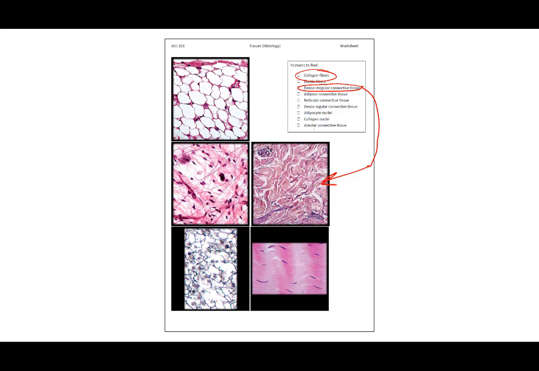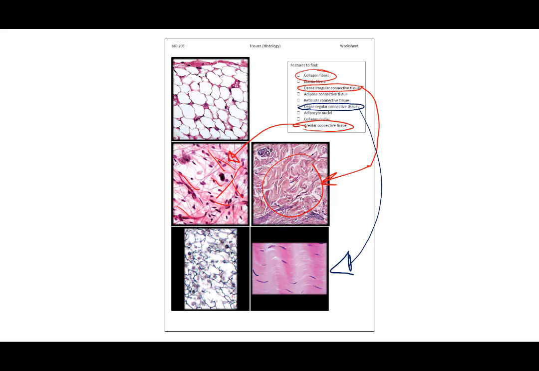In this areolar connective tissue slide here, we can see also collagen fibers. There's some more of the darker or the more translucent pink fibers, but we can see they're more interspersed and they're less numerous. That's why areolar connective tissue is not as strong as our dense irregular connective tissue. But the strongest of all is going to be the dense regular connective tissue, and that is this slide here.